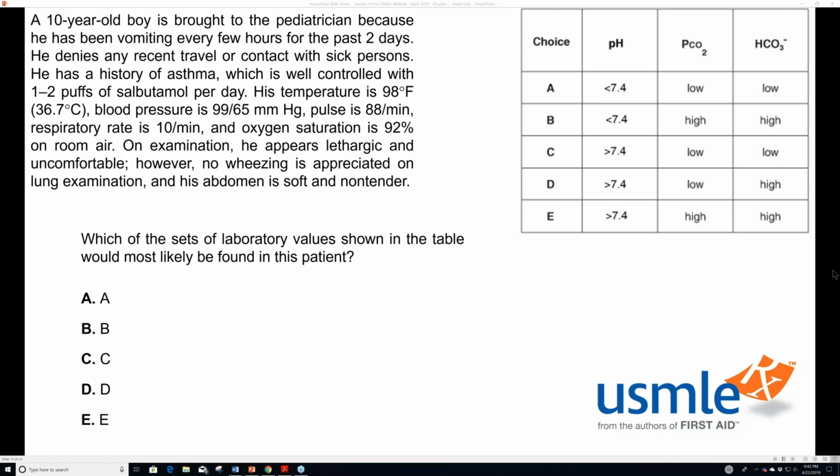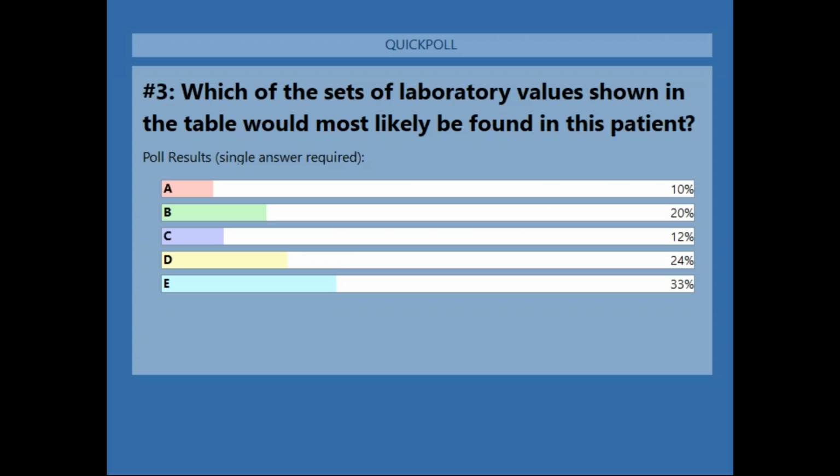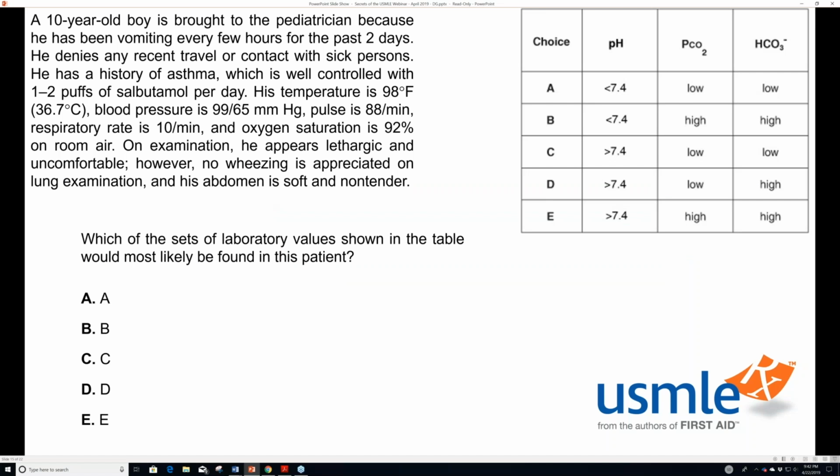Okay, so I'm going to share here, and what we see is the two most popular answers are E followed by D. So a lot of folks are saying high pH at the very least, and thinking high bicarb. Let me go ahead and hide that, and let's move on to the next slide. If I can get this minimized here.